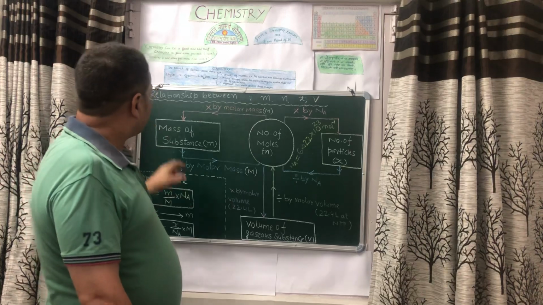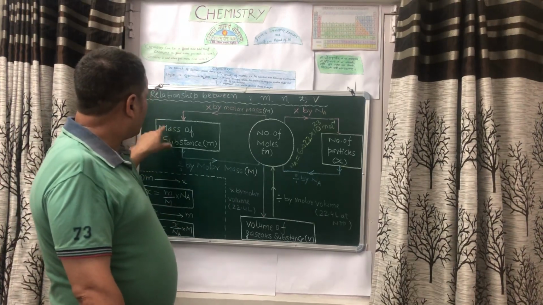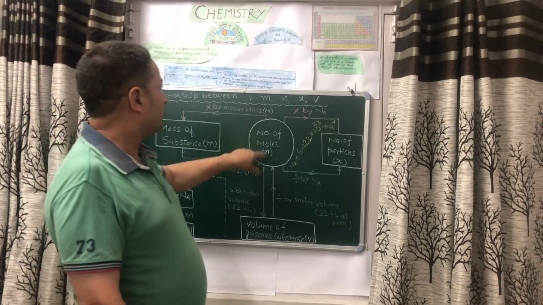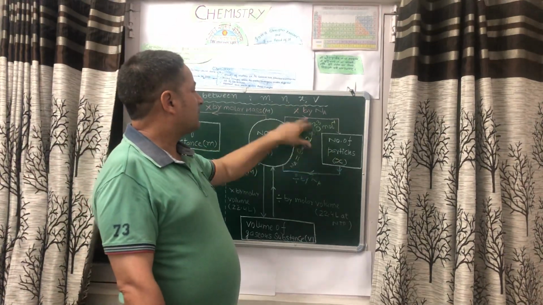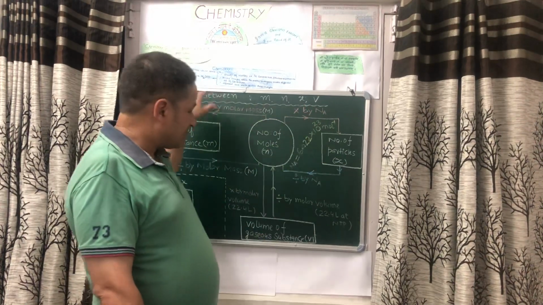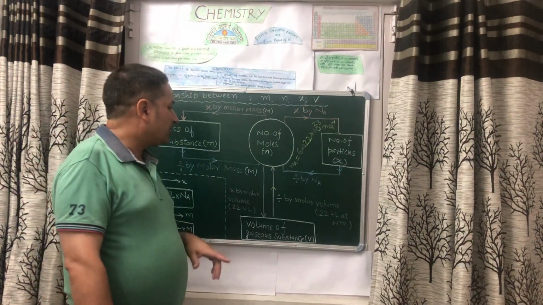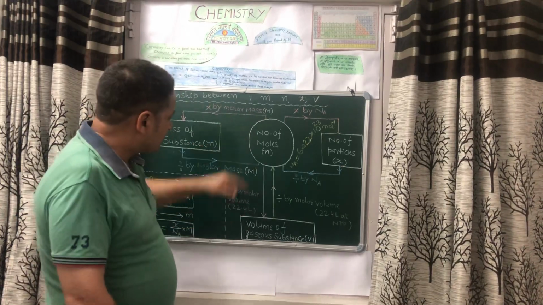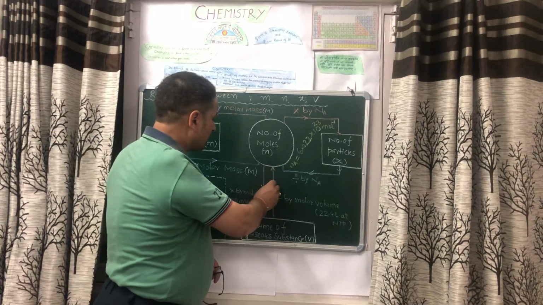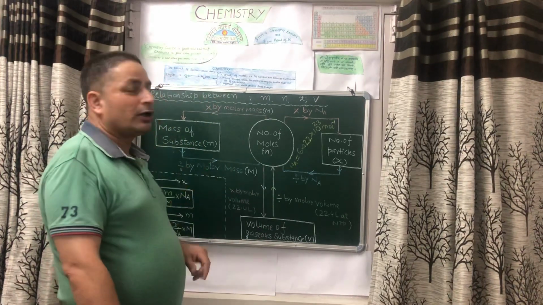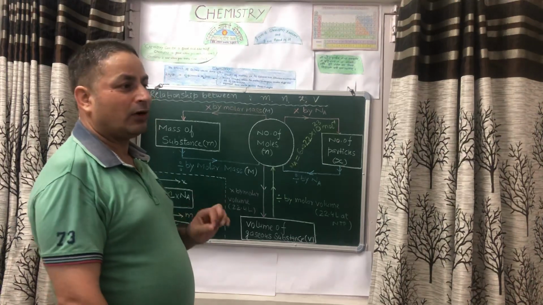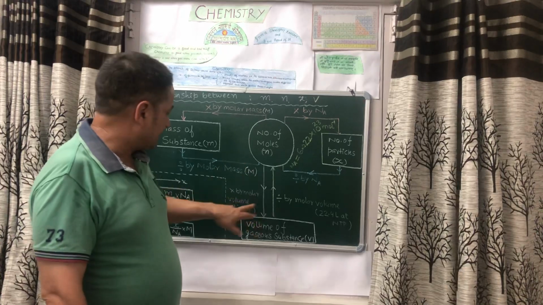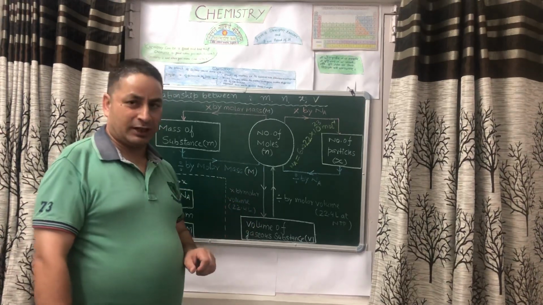So please see this arrow. If you convert the mass of the substance into number of moles, divide by molar mass, and if you want to convert number of moles into number of particles, multiply by Na, and vice versa here. Now similarly, if you want to convert number of moles into volume of gaseous substance, see this route, you just multiply by the molar volume. Molar volume is the volume of 1 mole of a gaseous substance, and this is nothing but 22.4 liters of a gas at STP.